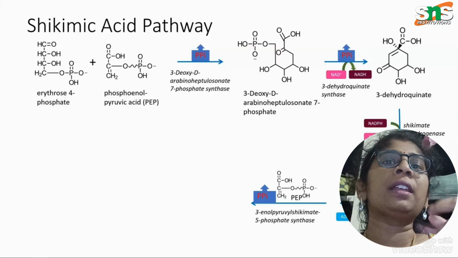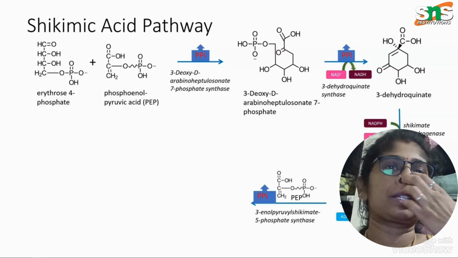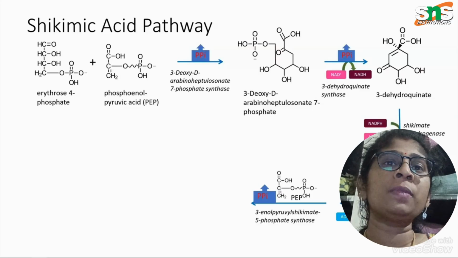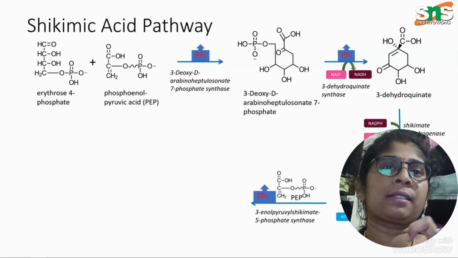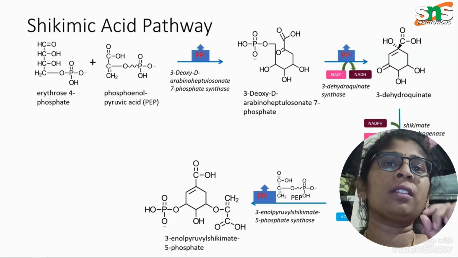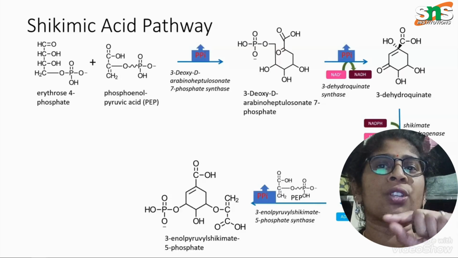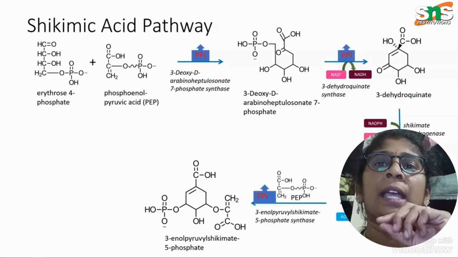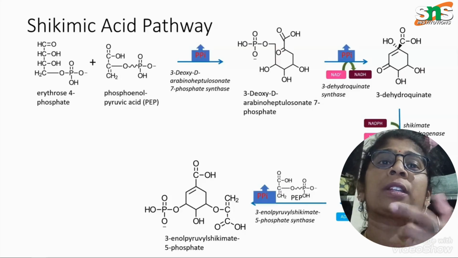Step 3, formation of 3-dehydroshikimate, DHS. DHQ loses water to form 3-dehydroshikimate. Formation of Shikimic acid is step 4. Now comes our main compound, Shikimic acid. It is formed when 3-dehydroshikimate is reduced by the shikimate dehydrogenase enzyme. You can think of this as the central molecule of the pathway, a hub for the synthesis of aromatic compounds.